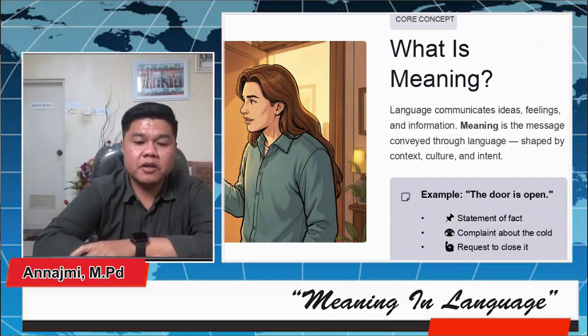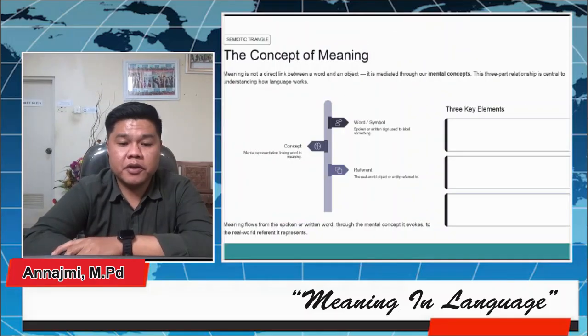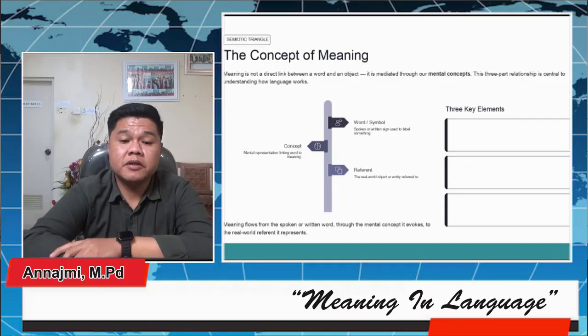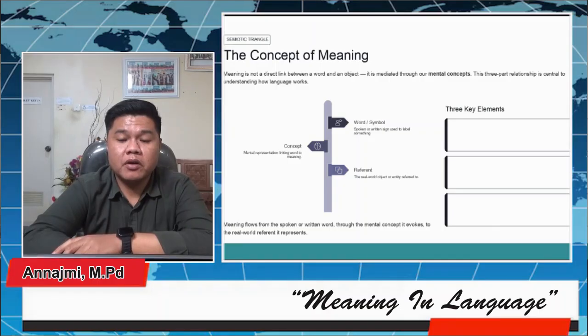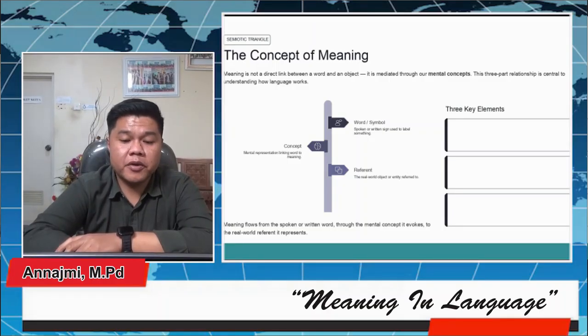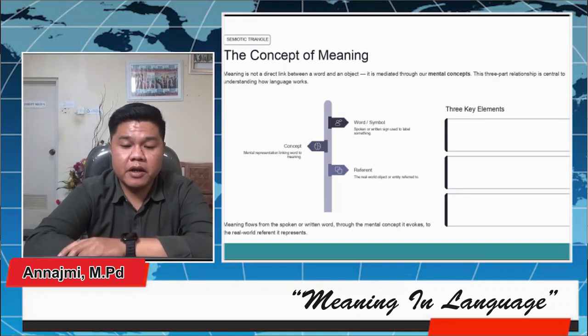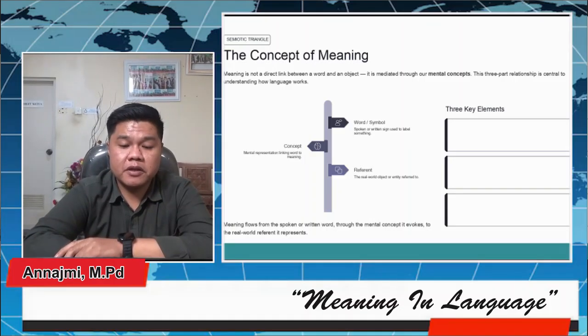One important theory that explains meaning is the semantic triangle. According to this model, meaning involves three interconnected elements. The first element is the word or symbol. This refers to the spoken or written forms of language. The second element is the concept. This is the mental image or idea that comes to our minds when we hear a word. And the third element is the referent.